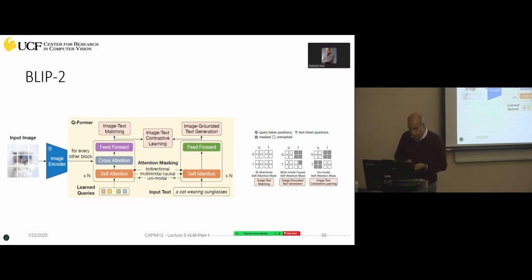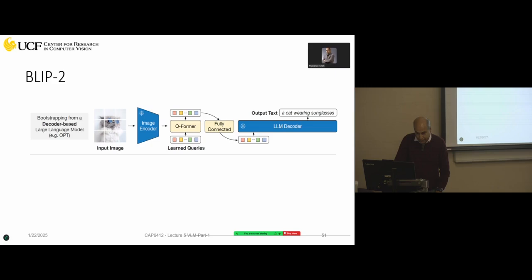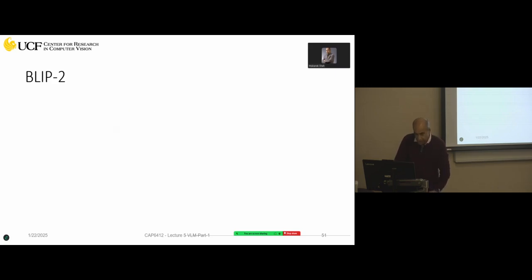And then image to text contrastive learning, which is the same thing: the query tokens will pay attention to the queries themselves, and the text will pay attention to itself, and these others will be masked. So it's like what we were doing there in CLIP. That's it. So this is called, in a way, stage 1.